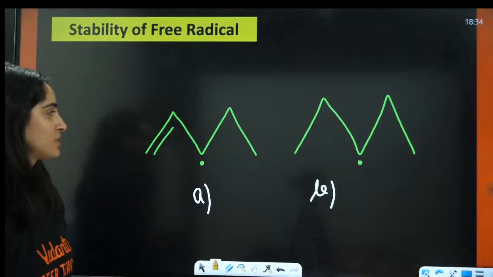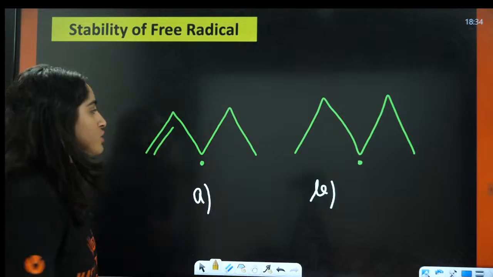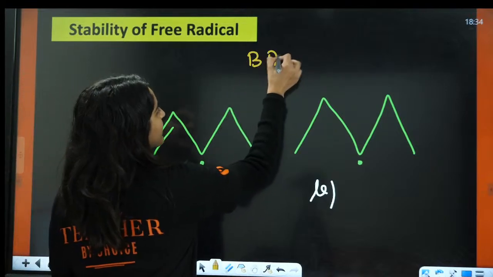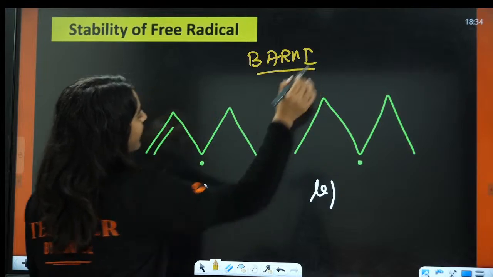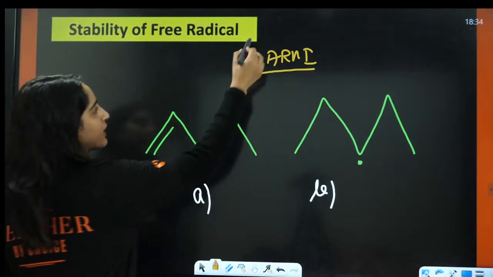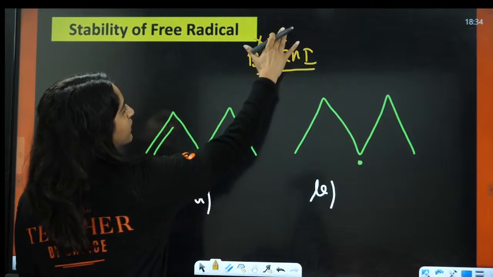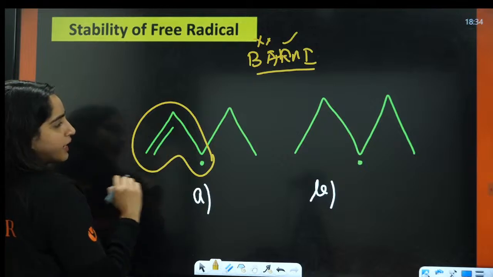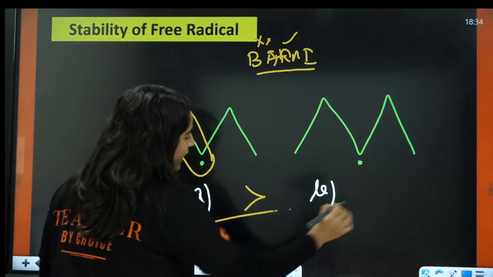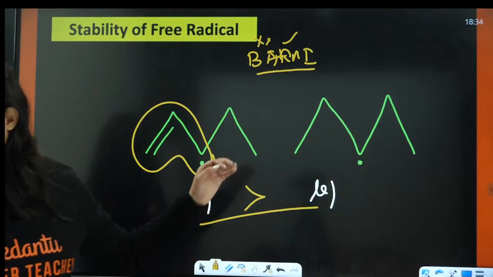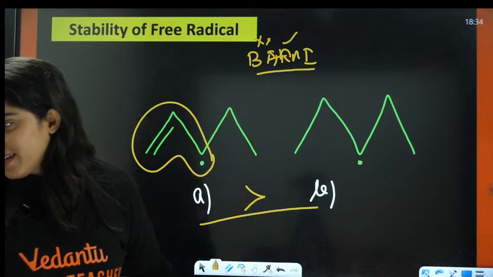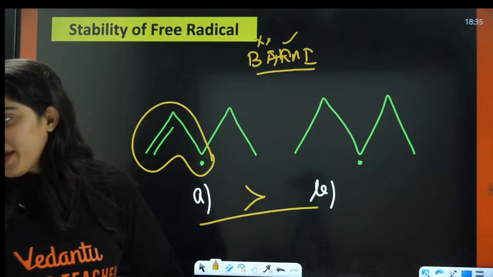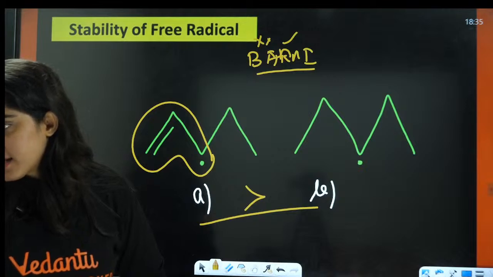So this is A and this is B. Now there is no back bonding here, no aromaticity. There is resonance present here, and here there is no resonance. So that is why A is more stable than B.